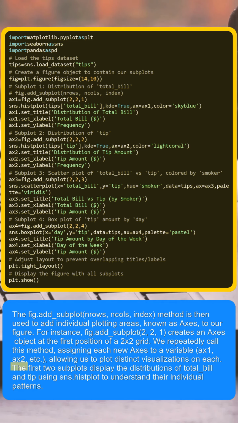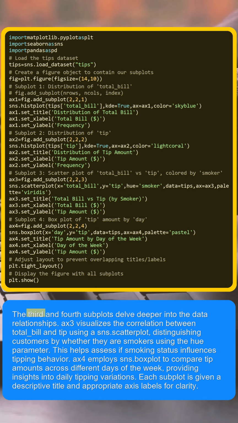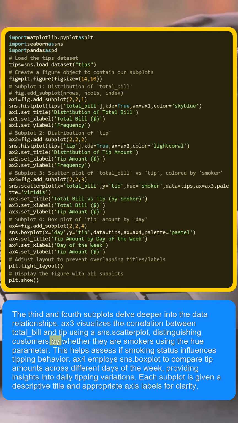visualizations on each. The first two subplots display the distributions of total_bill and tip using sns.histplot to understand their individual patterns. The third and fourth subplots delve deeper into the data relationships. ax3 visualizes the correlation between total_bill and tip using sns.scatterplot, distinguishing customers by whether they are smokers using the hue parameter. This helps assess if smoking status influences tipping behavior.